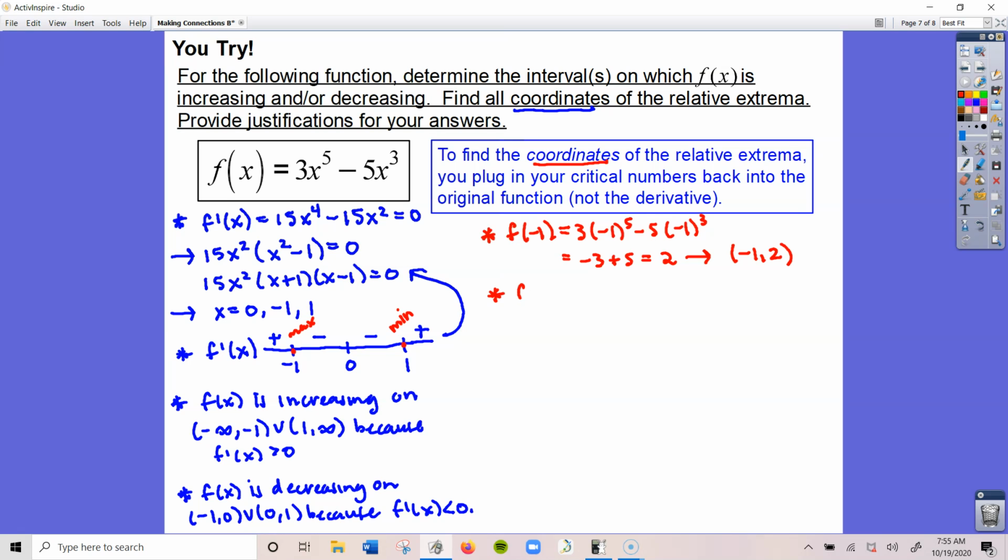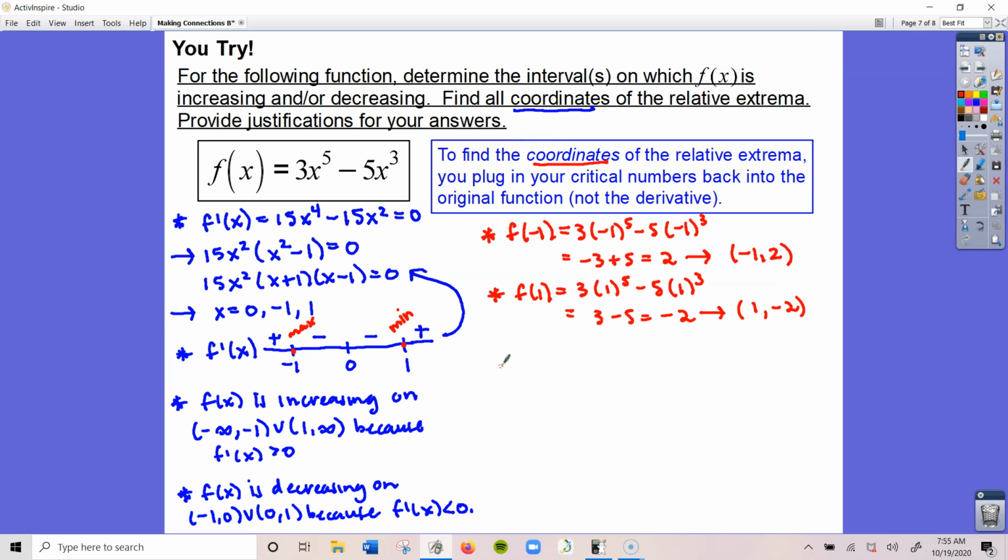Now I'm going to do the same thing for 1. So when I plug in 1, I get 3 times 1 to the 5th minus 5 times 1 to the 3rd, which is equal to 3 minus 5, so negative 2. So the coordinate of my minimum is 1, negative 2.